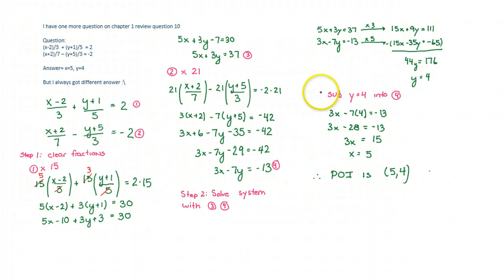Then I substitute 4 back into equation 4. Remember, it doesn't really matter which one I choose here. And when I work that through, I get x is 5.